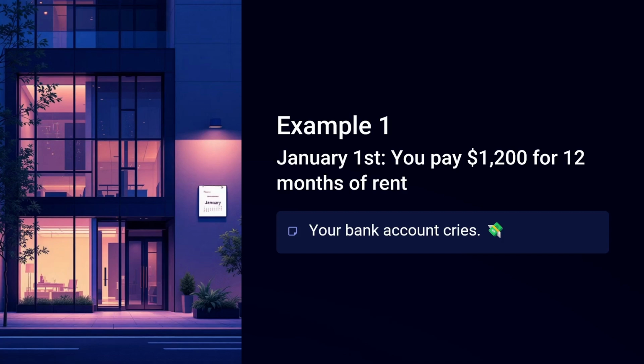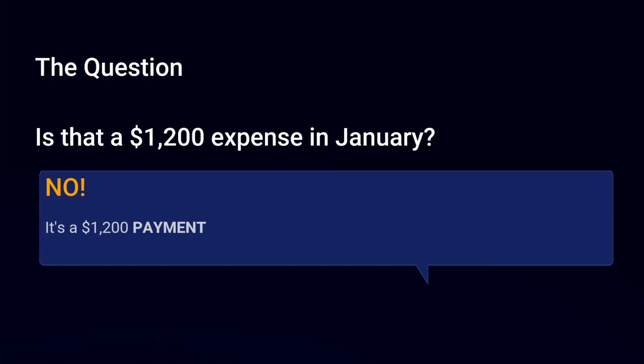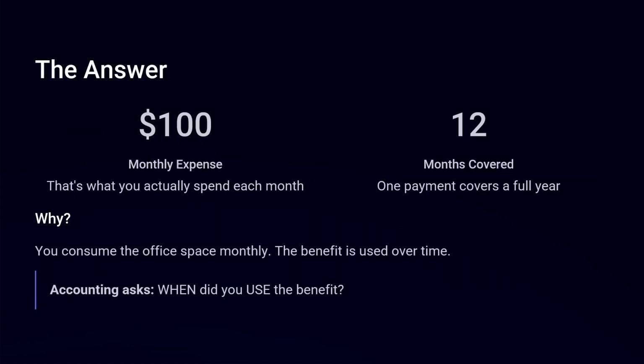How are you going to understand this? It's better with one example. Our first example for today. On January 1st, you pay 1,200 US dollars for 12 months of rent. Your bank account cries. The question: is that a 1,200 expense in January? No, it's a 1,200 US dollars payment. Here's the answer.